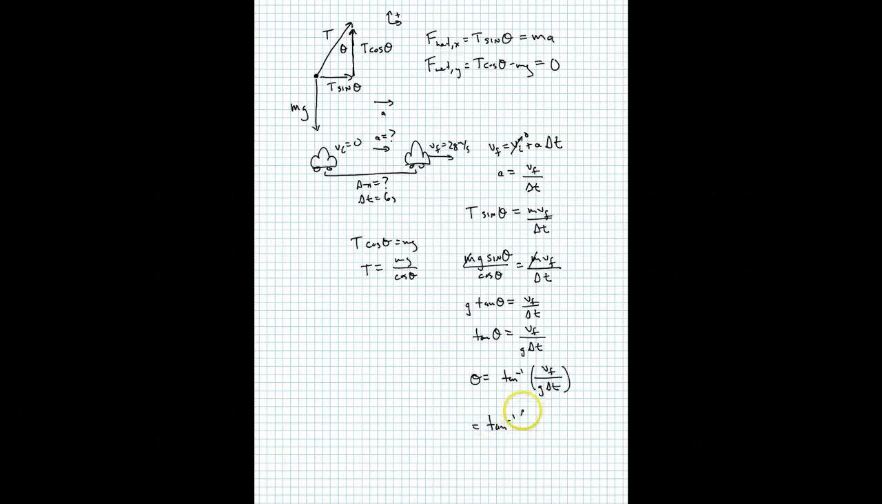And I know all those numbers, so Vf is 28 meters per second. g is 10 meters per second squared. t is 6 seconds. And theta is about 25 degrees from the vertical.